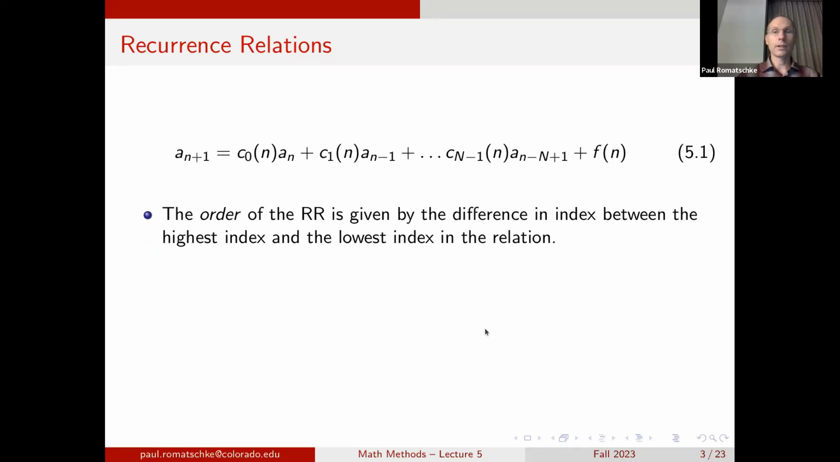If we now look at the recurrence relation of the form 5.1, we define the order of this recurrence relation by the difference between the highest index and the lowest index. In the case at hand, the difference between the highest index and the lowest index is given as capital N, and that defines the order of this recurrence relation.